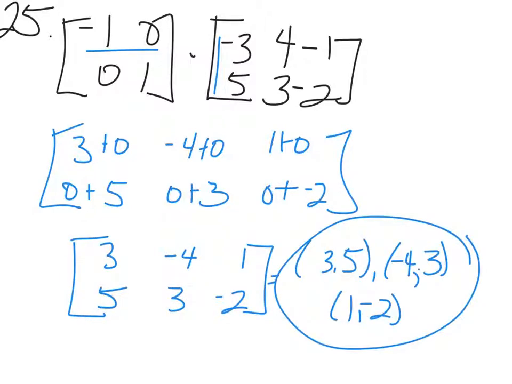When we multiply matrices, it goes row by column. I know that. So negative 1 times negative 3 is 3. 0 times 5 is 0. Negative 1 times 4 is negative 4. 0 times 3 is 0. Negative 1 times 1 is 1. 0 times negative 2 is 0.